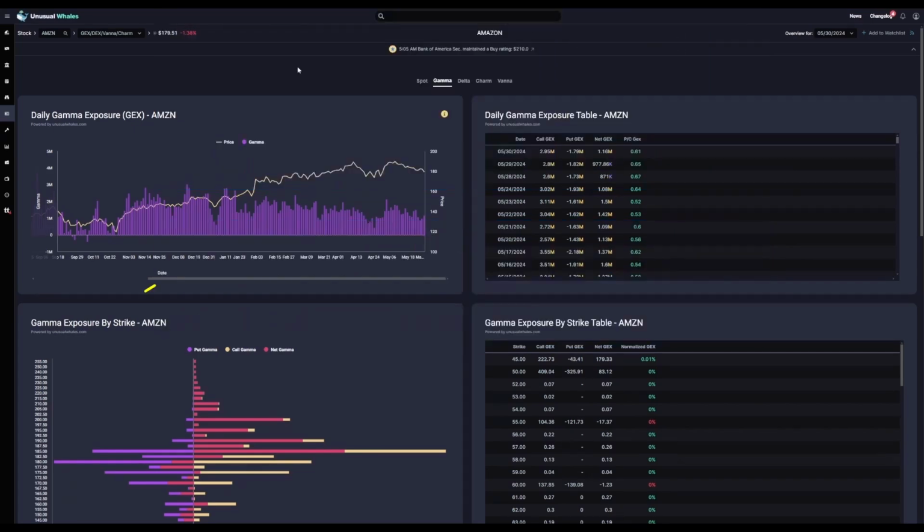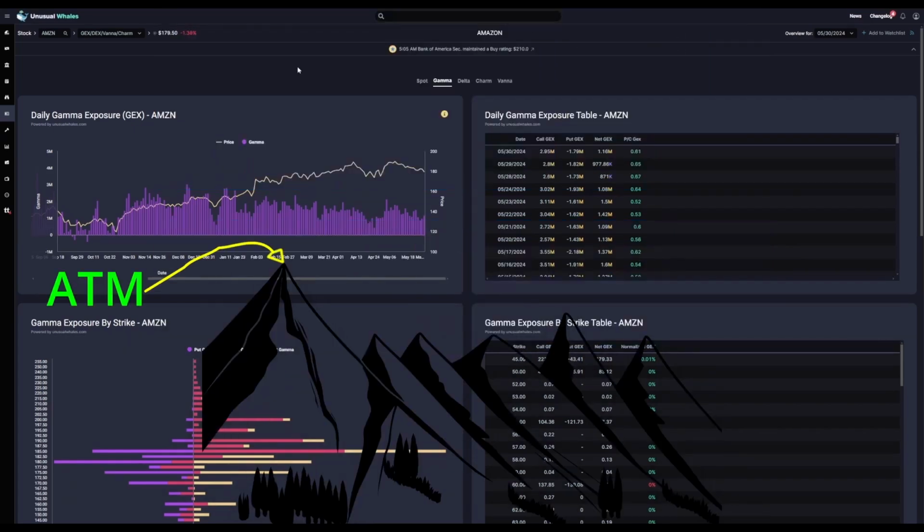Now, gamma hits its peak at the money. As the spot price of the underlying stock moves around, at the money strikes will have the maximum gamma value on the options chain. But there are situations where the total gamma accumulated on any given strike might be larger than the gamma of an at the money strike. This just means there's a ton of contracts there in the open interest, a lot of trading going on.